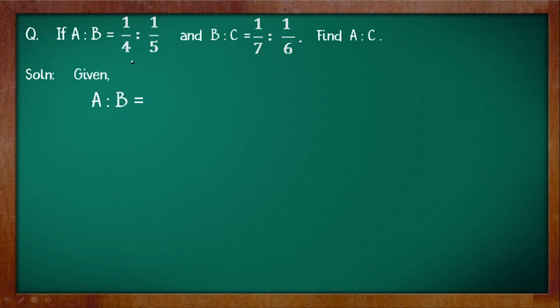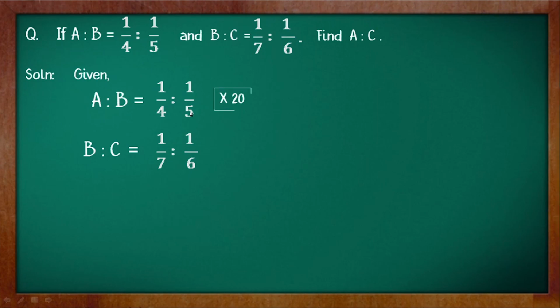What is given? A is to B is equal to 1 by 4 is to 1 by 5. Next we have B is to C is equal to 1 by 7 is to 1 by 6. Now to change this into a whole number ratio, we'll multiply with the LCM of the denominators. The numbers in the denominator are 4 and 5, so the LCM of 4 and 5 will be 20. Likewise, the LCM of 7 and 6 is 42, so we'll be multiplying it with 42.